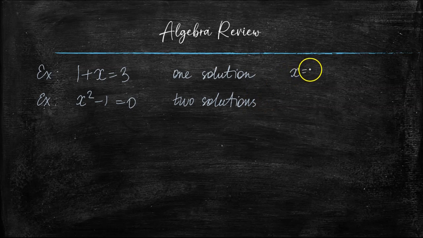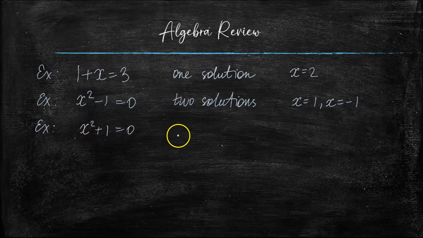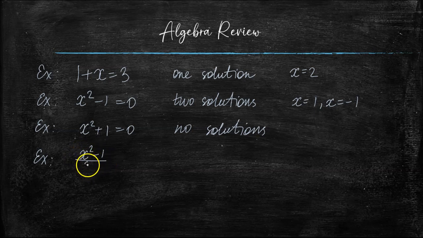So the solution here is x equals 2. The solution here is x equals 1 and x equals -1. The equations don't have to have solutions. So this is an example of an equation that has no solutions. Is that it? Are these the only options? No, there are infinitely many options. So for example, this equation has infinitely many solutions.